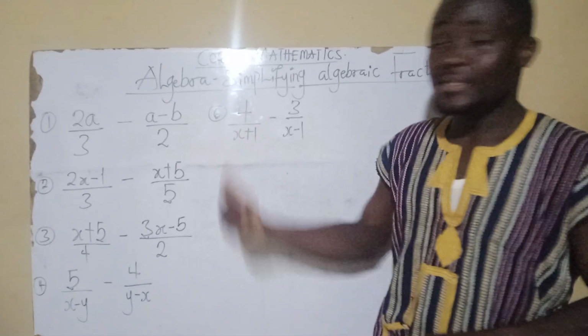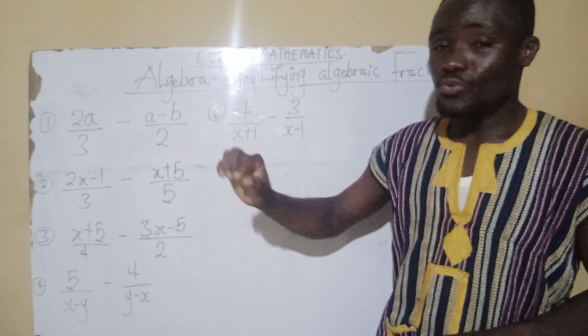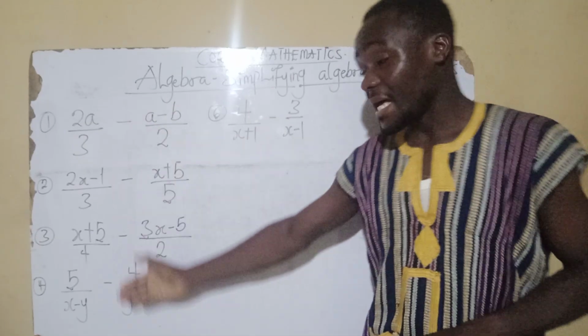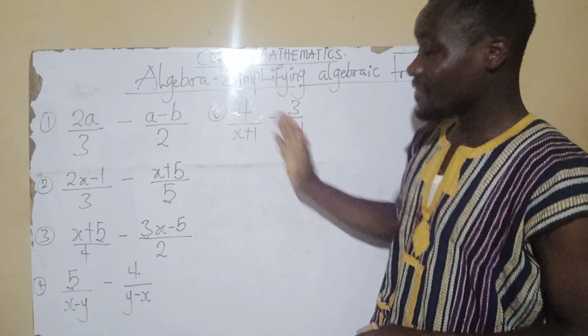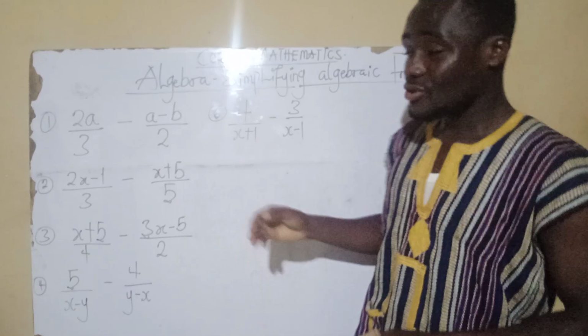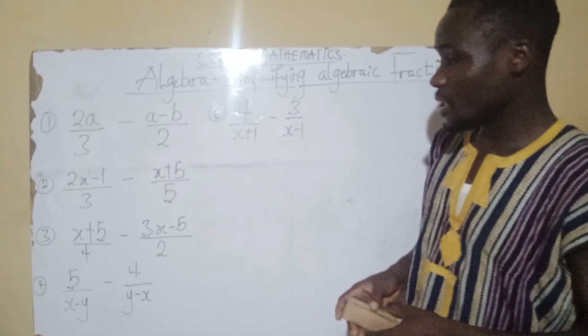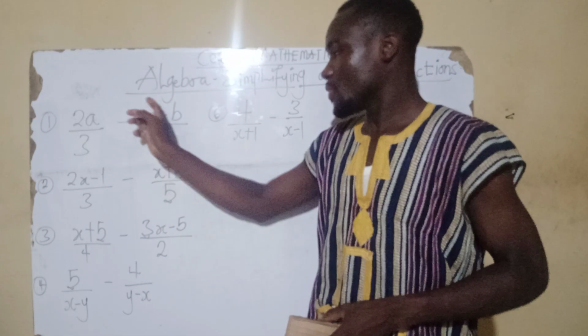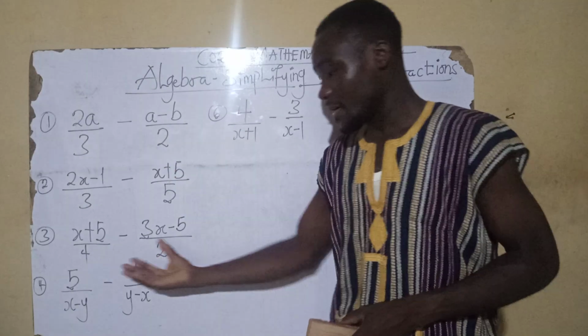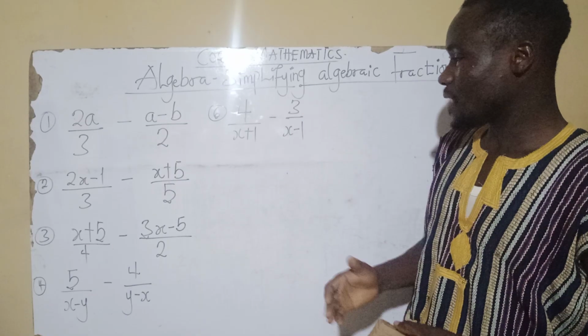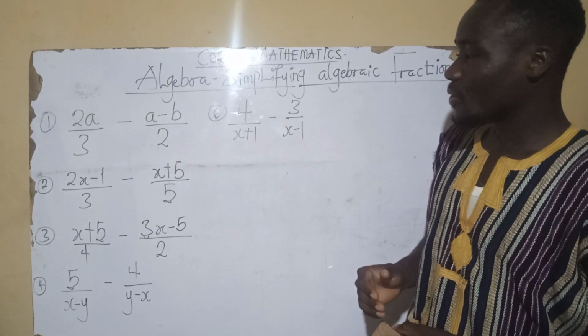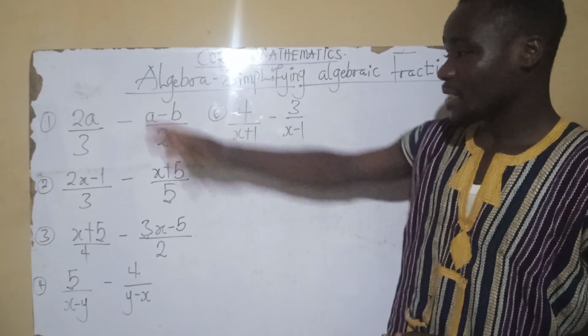So I started explaining to you why we are saying that these are algebraic fractions. It is because we have a fraction and a variable attached to it. That is why we call it an algebraic fraction. You could see this, and as you can see, there are variables in the fractions, and that is why we term it as algebraic fraction. So let's start with how to solve the first question. That is question number 1.